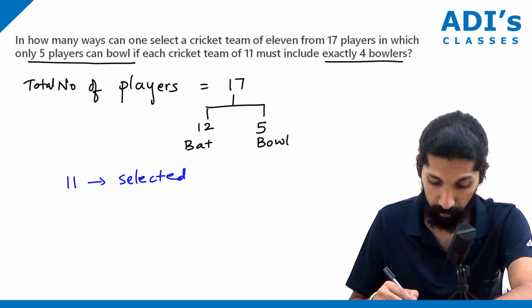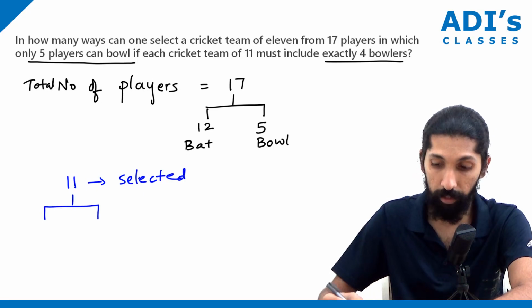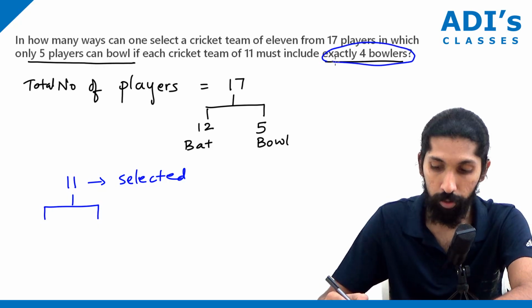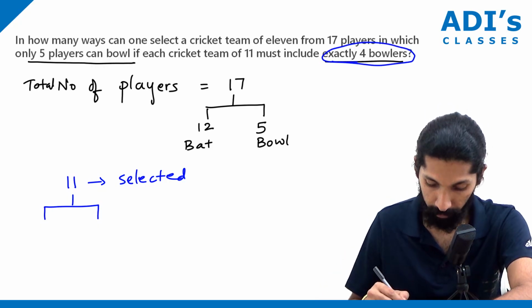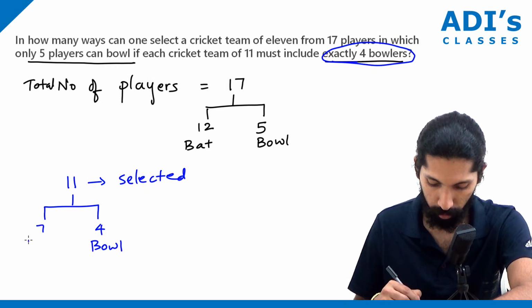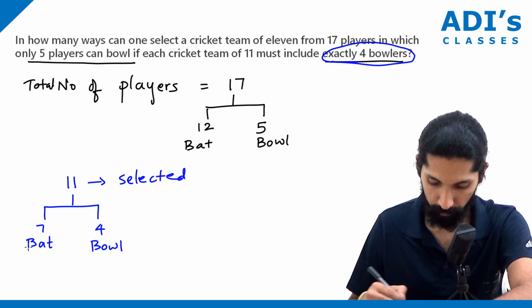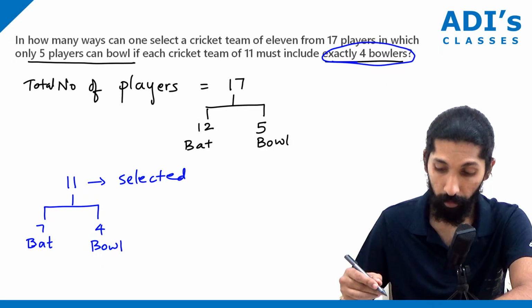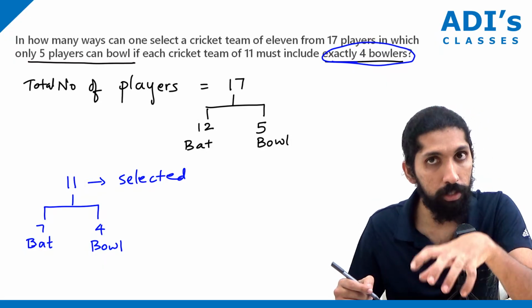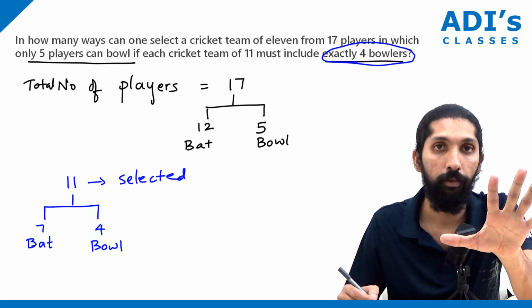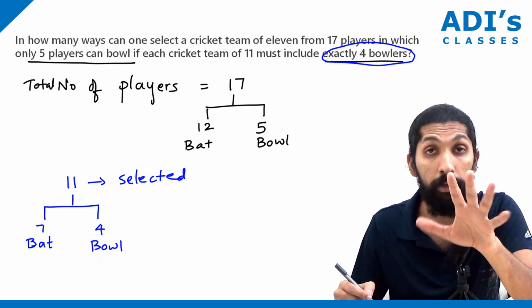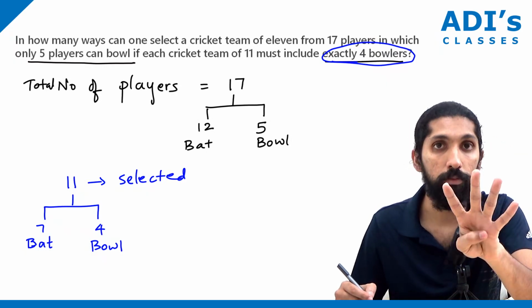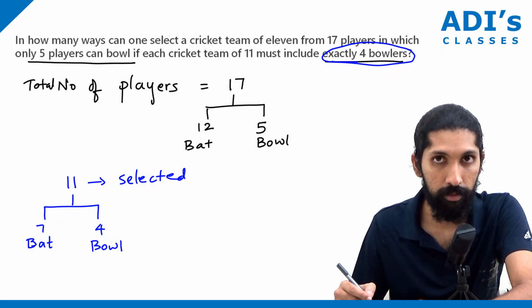So out of this 11, what is the condition? Exactly 4 bowlers should be there. So we need to have 4 bowlers. That means there should be 7 batsmen. Make sense? Alright. Now, how many bowlers are available? 5. So out of that 5, how many do I have to select? 4. Exactly 4. Isn't it?